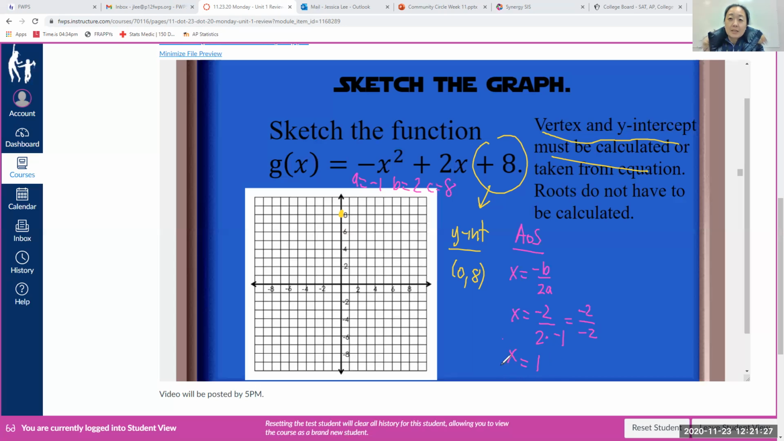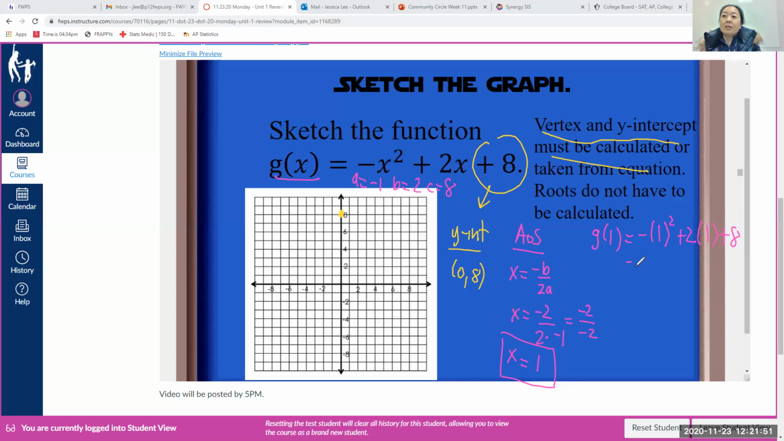So now we're going to take this AOS and plug it into this equation, evaluate the function, right? We've been doing this. And so we're going to see where the y coordinate is. So it's g of 1. Why is it g of 1? Because it says g of x. So we're using that same thing. So g of 1 is equal to negative x squared plus 2 times 1 plus 8.